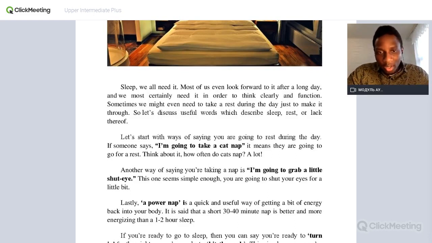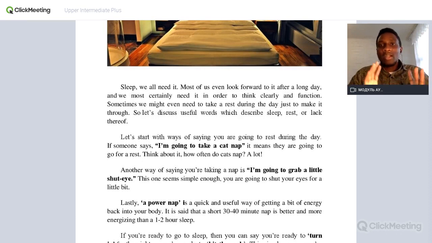And this is another one. I am going to grab a little shut-eye. So it's quite simple. It means I just want to rest. You close your eyes for a little bit of time. That's what it means. And then we have another one.